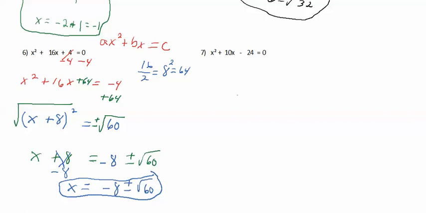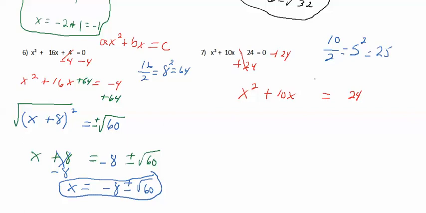Okay, and the last one, is it in completing the square form? And it's not, so I'm going to add 24 to both sides. So now I have x squared plus 10x is equal to positive 24. Next step, take 10, divide it by 2. Excuse me, you get 5. Square 5, you get 25. Add 25 to both sides.